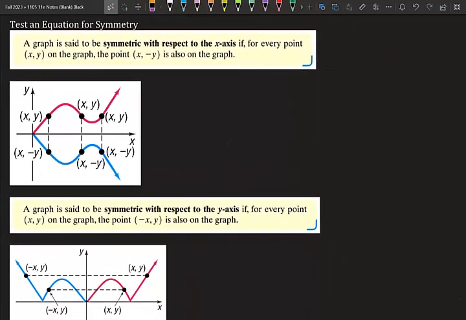Symmetry. So a graph is said to be symmetric with respect to the x-axis if for every point x, y on the graph, x, negative y is also on the graph. So if we pay attention to x, y and x, negative y, do you notice that the y is what changes? You want to know why? Because this is symmetry to the x-axis. What's the opposite of x? Y. So when you need to find symmetry, you need to make something negative.